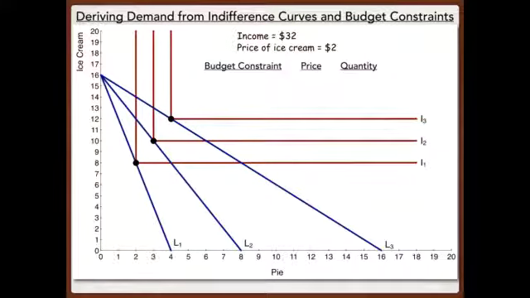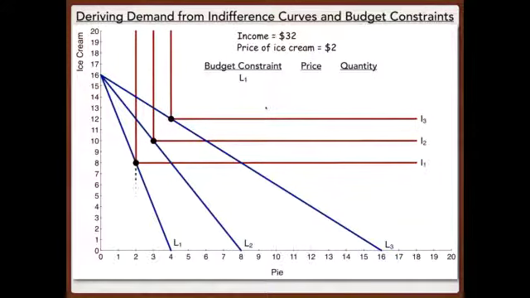So this is the graph that you were given in this particular problem. You were given a series of budget lines or budget constraints, L1, L2, and L3. You were also given 3 different indifference curves, indifference curve 1, indifference curve 2, and indifference curve 3. You were told the income and the price of ice cream. And from this information, you were asked to find the price of pie for the individual budget lines. We can come up with the demand schedule for pie for this individual, and then we can use that information to come up with the graph for the demand curve.